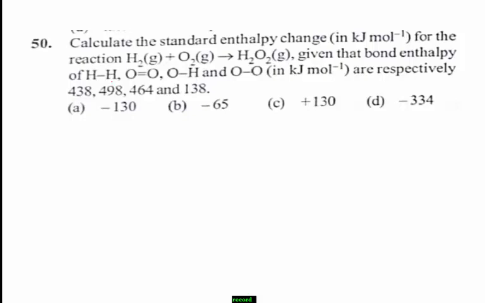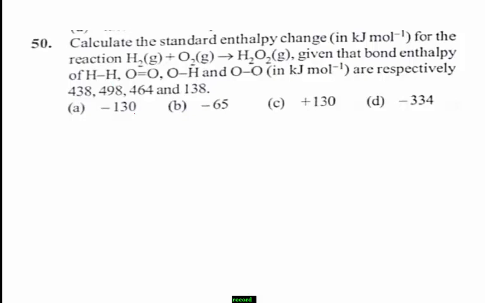Next question number 50. Calculate the standard enthalpy change in kilojoule per mole for the reaction H2 plus O2 forming hydrogen peroxide, H2O2, given the bond enthalpies of H-H, the oxygen molecule, O-H, and O-O in kilojoule per mole respectively: 438, 498, 464 and 138. Calculate the standard enthalpy change for the reaction. The reaction is the formation of hydrogen peroxide.